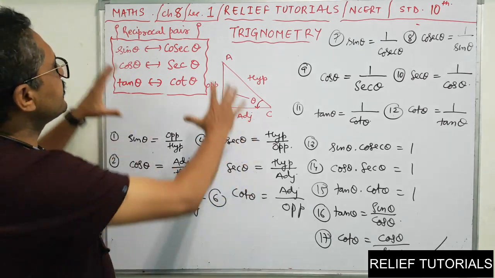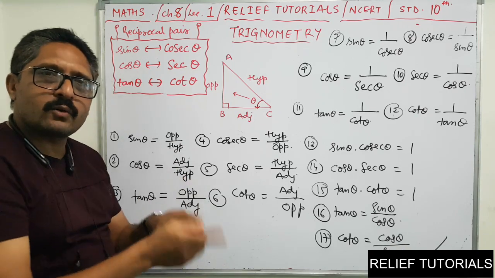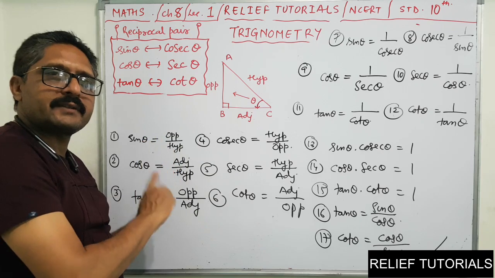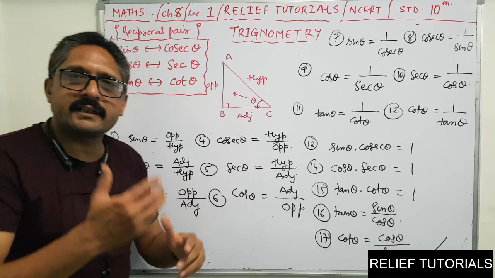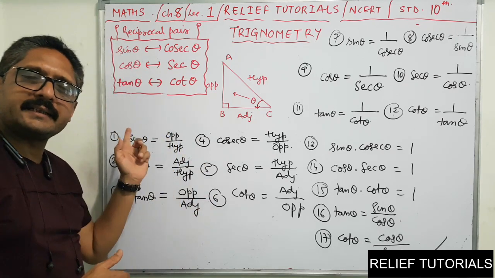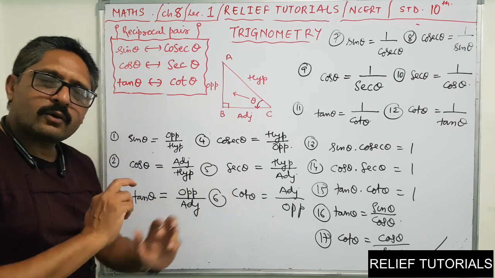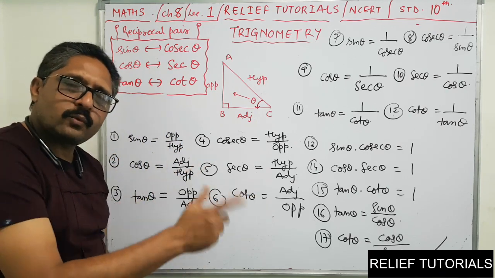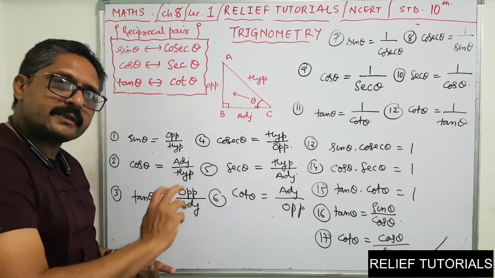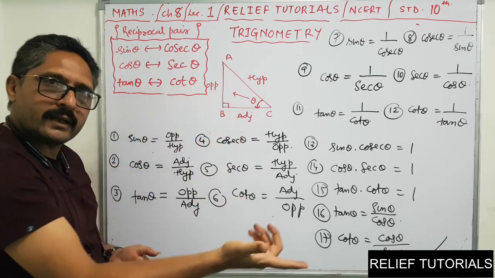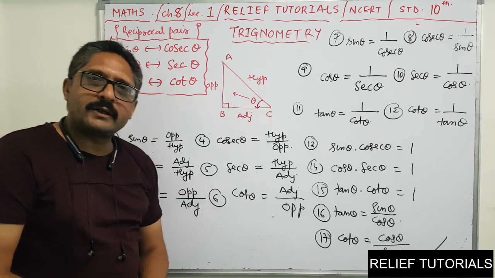First of all, you have to write this reciprocal pair 5 times on your paper. Reciprocal of sin is cosec. Reciprocal of cos is sec. Reciprocal of tan is cot. Then sin theta is 1 upon cosec theta. Cosec theta 1 upon sin theta. Cos theta 1 upon sec theta. Sec theta 1 upon cos theta. Tan theta 1 upon cot theta. Cot theta 1 upon tan theta. Sin into cosec 1. Cos into sec 1. Tan into cot 1. Sin upon cos tan. Cos upon sin cot. I hope you understood this.